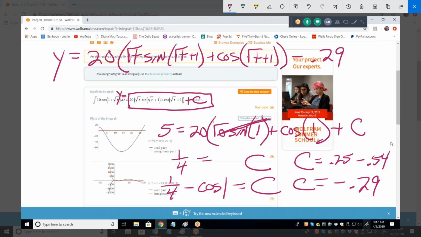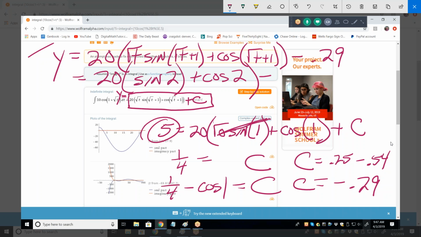Okay? And this is the exact, explicit position function for the y coordinate. In other words, if I were to plug in 0, I should get 5, because I know that at time 0, the y coordinate is 5. Right. So if I plug in, what do they want to know it at? 1? Yes. So what does this look like? It's going to be 20 times sine of 2 plus cosine of 2 minus 0.29. That should be the answer.